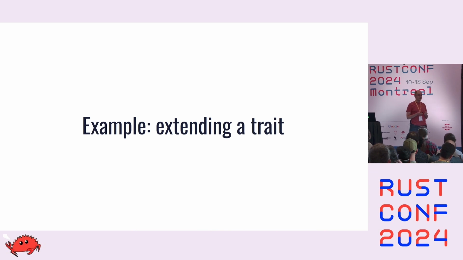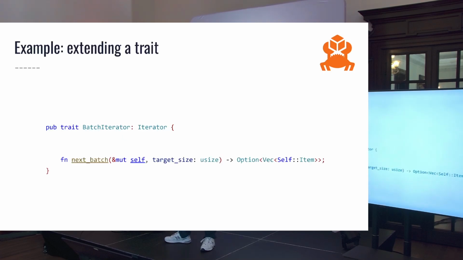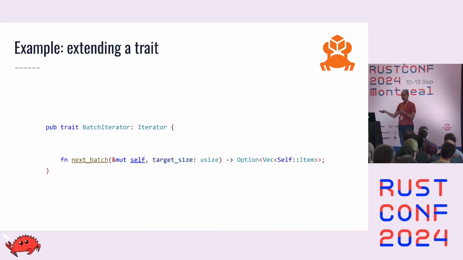Here's a slightly more involved example. In this case, we're going to take a trait that already existed and we're going to extend it with some additional functionality. Our trait is called BatchIterator. It's similar to the Iterator trait, but it allows us to request multiple items at a time in a batch. So this next_batch method takes a usize argument that is a target batch size that we would like to request, and we get a vector of items back at a time, assuming there's anything to produce.